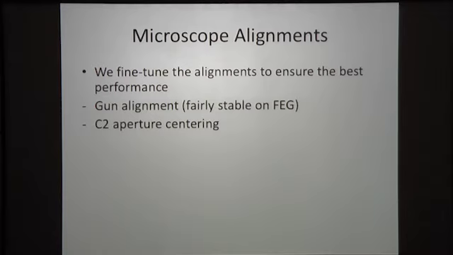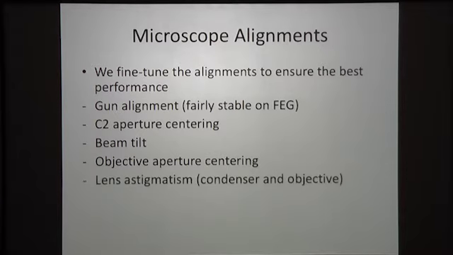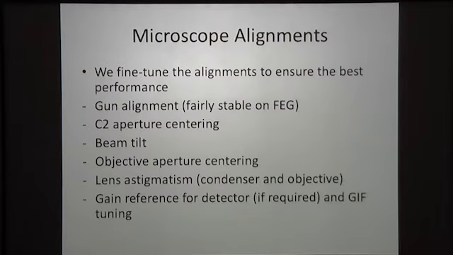We center our C2 aperture, so the aperture just below the second condenser lens. We adjust the beam tilt, which is important for high resolution. And then we insert and adjust our objective aperture. We remove any astigmatism in the condenser and objective lenses. And if needed, we do a gain reference for our detector. And if you're using an energy filter, we go along and tune that as well. So this is the general procedure that we follow.